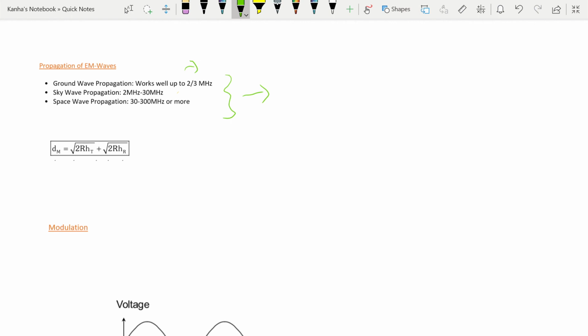Now there is another equation that might be of interest to you if you are preparing for the examination, which is the maximum line of sight between the two antennas, the transmitting antenna and the receiving antenna. So the maximum line of sight between these is given by dm is equal to root over 2 times radius of earth into height of the antenna. Okay, so this is an interesting formula that you should remember.